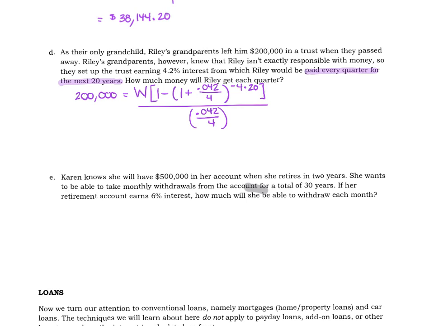And again, we can't just type this all in and assume that that's the amount. This is the number that's being multiplied by W on the right-hand side. When I pound that out on my calculator, I get 53.942 and a bunch of other stuff. Dividing both sides of that equation by the 53.942, it turns out that Riley is going to get $3,707.66 every quarter for the next 20 years.